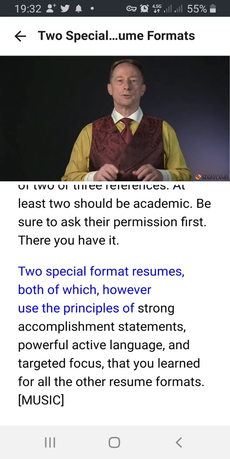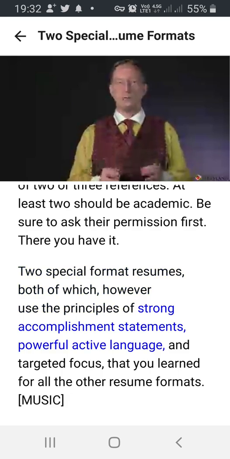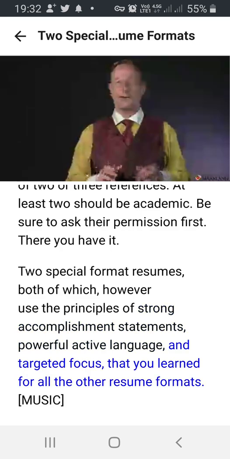There you have it, 2 special format resumes, both of which, however, use the principles of strong accomplishment statements, powerful active language, and targeted focus that you've learned for all the other resume formats.